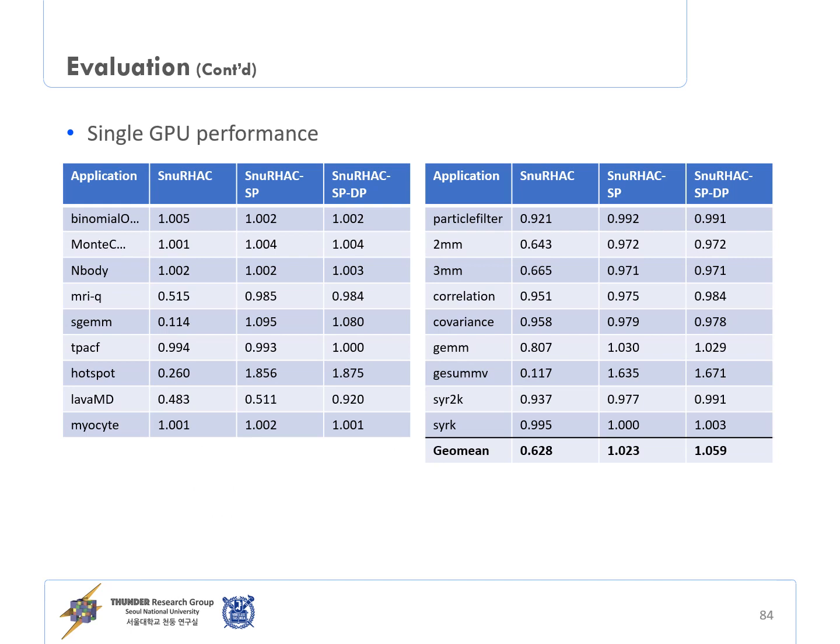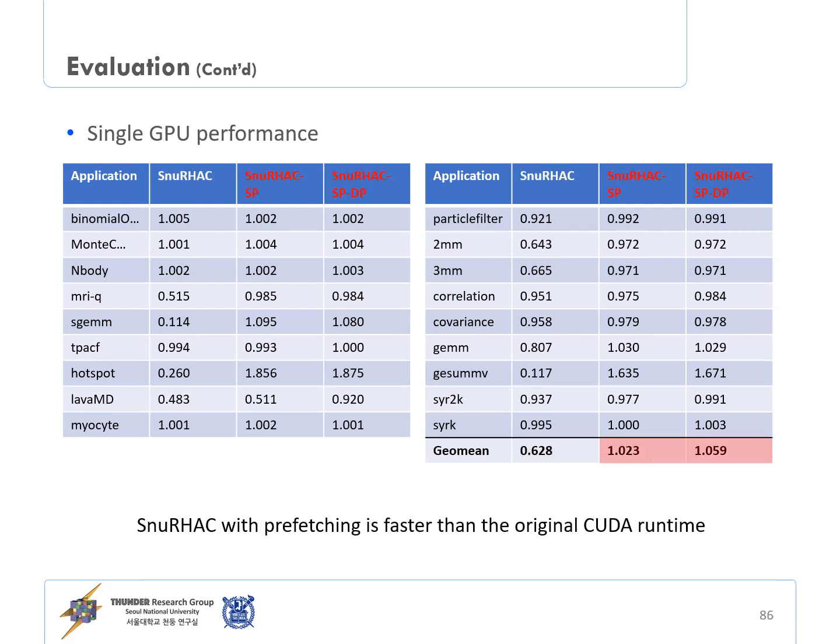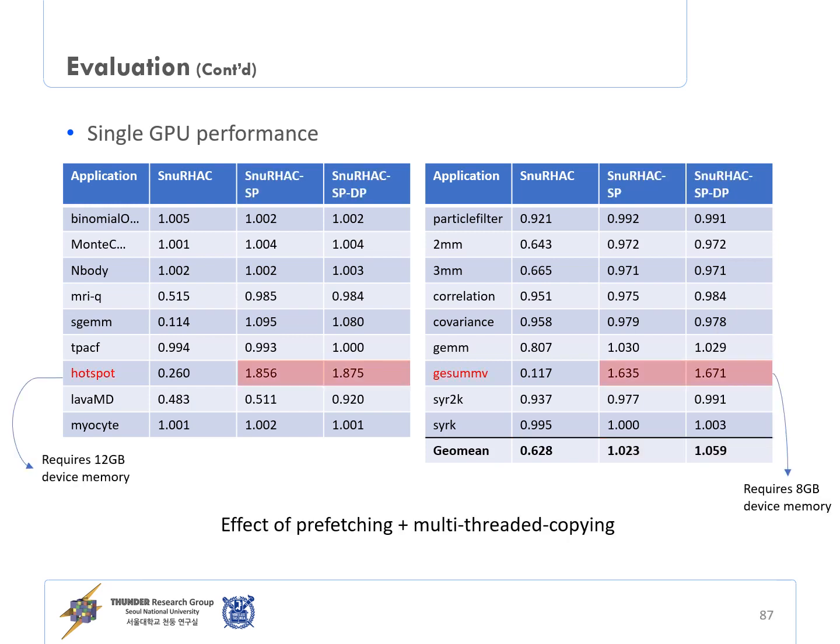First, let's look at the single GPU performance. This shows the speedup of each application over the original CUDA runtime on a single GPU. SnuRHAC is much slower than the original CUDA runtime on average because pages are migrated on demand. SnuRHAC SP and SPDP are, on average, faster than the original CUDA runtime. Especially for these two applications, SnuRHAC SP and SPDP are much faster. These applications require relatively large device memory and spend most of their execution time on memory copying. Thus, prefetching is quite effective. The multi-threaded copying mechanism in SnuRHAC boosts their performance too.